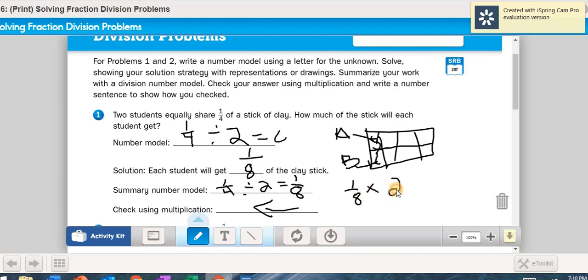1/8 times 2 equals, and remember 2 is a whole number, it's just over 1, an imaginary 1 on the bottom. 2 times 1 is 2, and then 8 times 1 is 8. 2/8, if I simplify it, remember 2 goes into 2 how many times? Once, and then 2 goes into 8 4 times, so I know that 2/8 is equivalent to 1/4, and that is exactly what I started with, so my answer is correct.